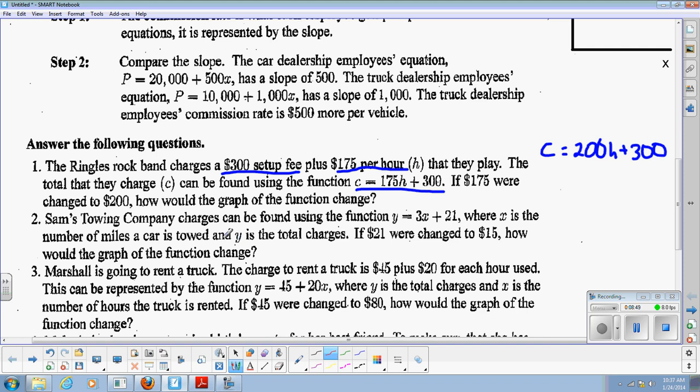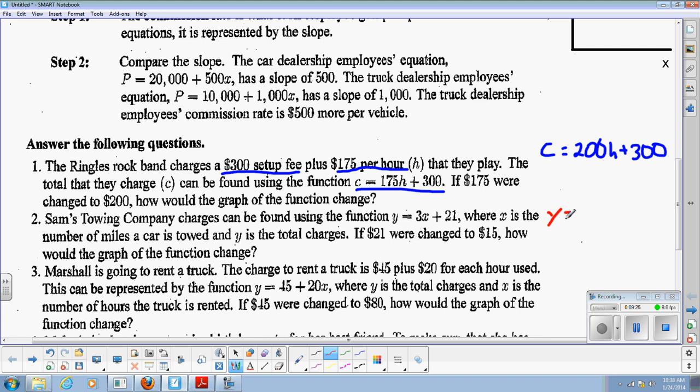Let's take a look at number 2 now. Sam's Towing Company charges can be found using the function y equals 3x plus 21. X is the number of miles a car is towed, and y is the total charges. If $21 were changed to $15, how would the graph of the function change? Now, what number is being changed? Are we changing the slope or are we changing our intercept? If 21 were changed to 15, that means you are actually changing the intercept.